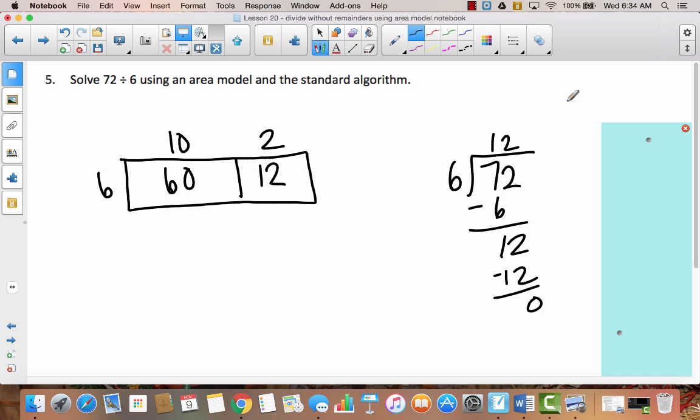Okay, so today we did something pretty tricky. We used the area model to show some division and the standard algorithm. I hope that you enjoyed the challenge as much as I did. I really think that using the area model is pretty fun.